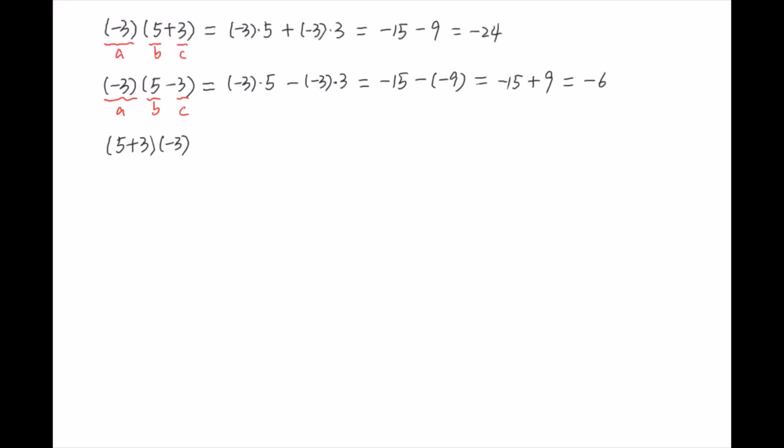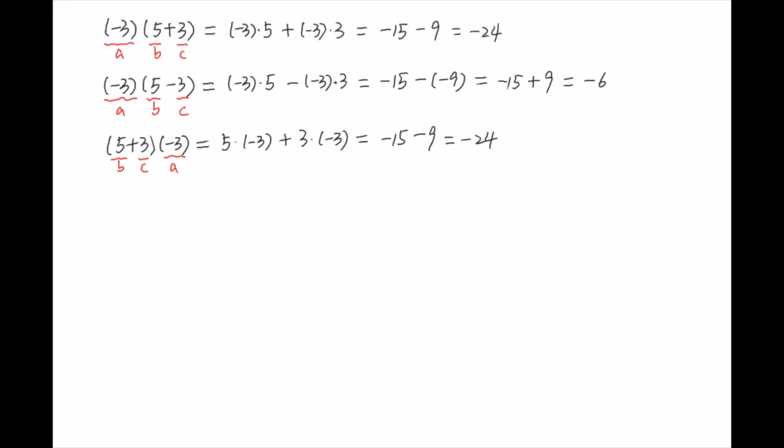In this expression, here is B, here's C, so here's A. According to the distributive property, we can get BA plus CA equals -15 minus 9, -24.